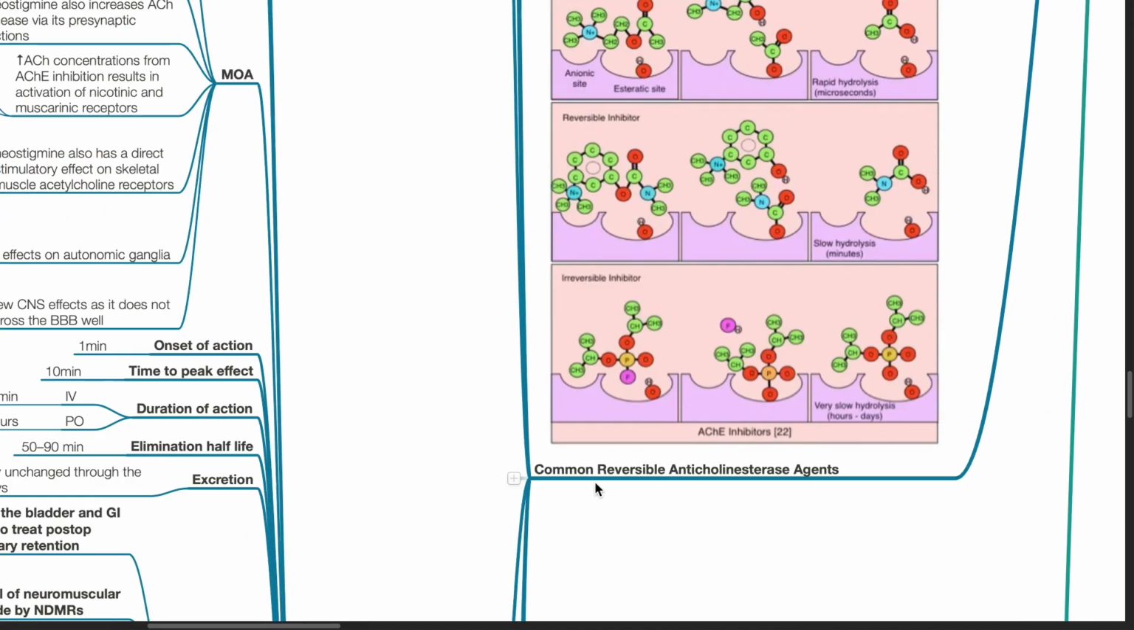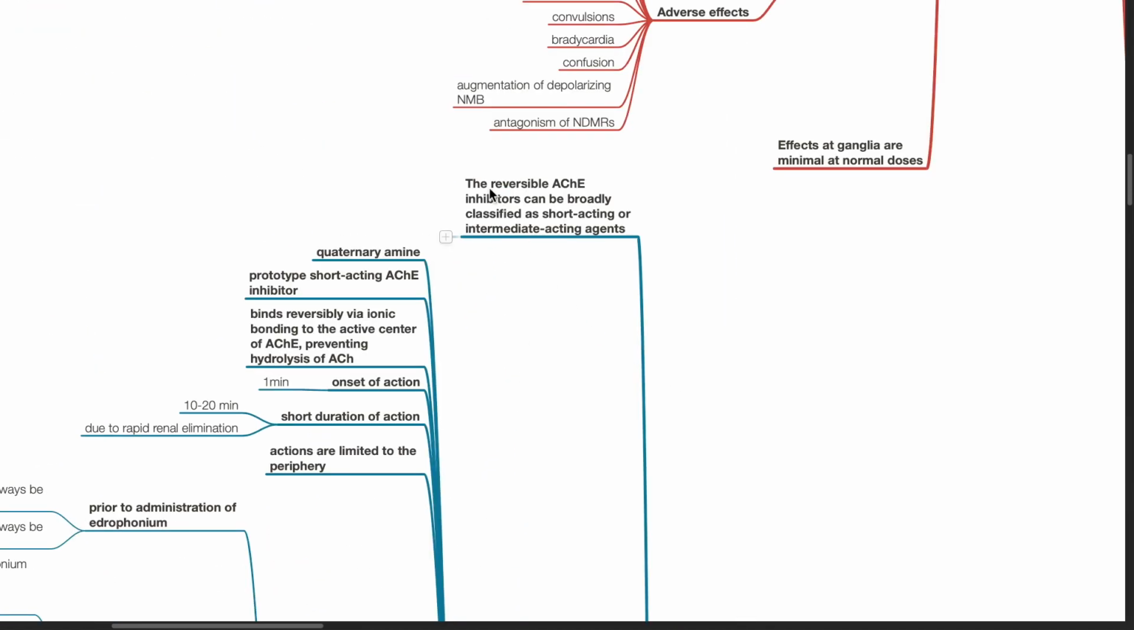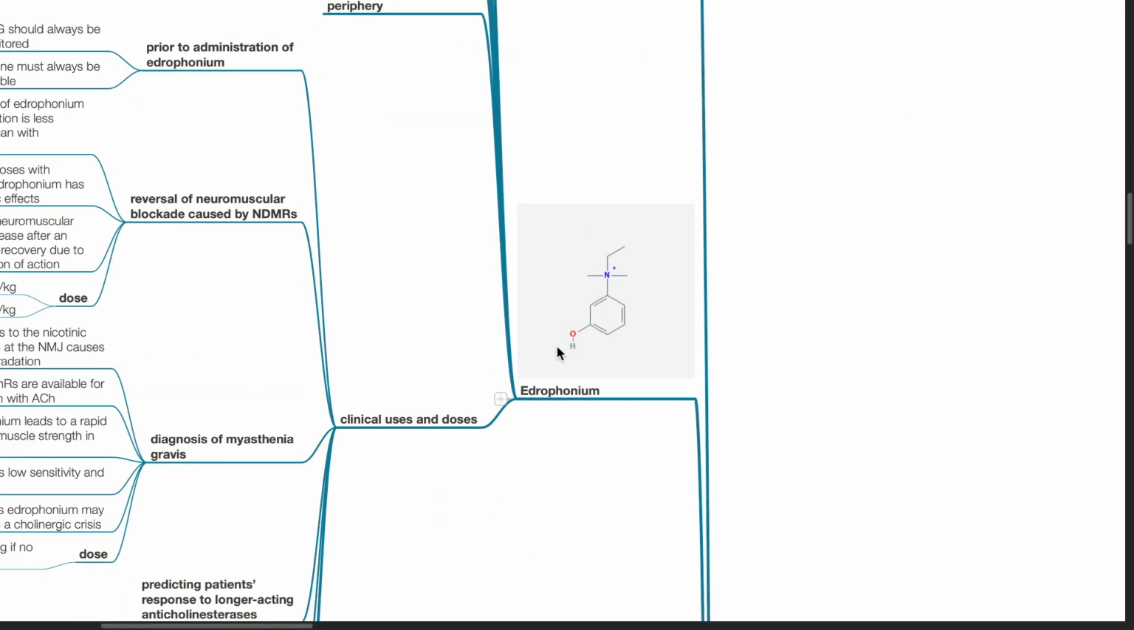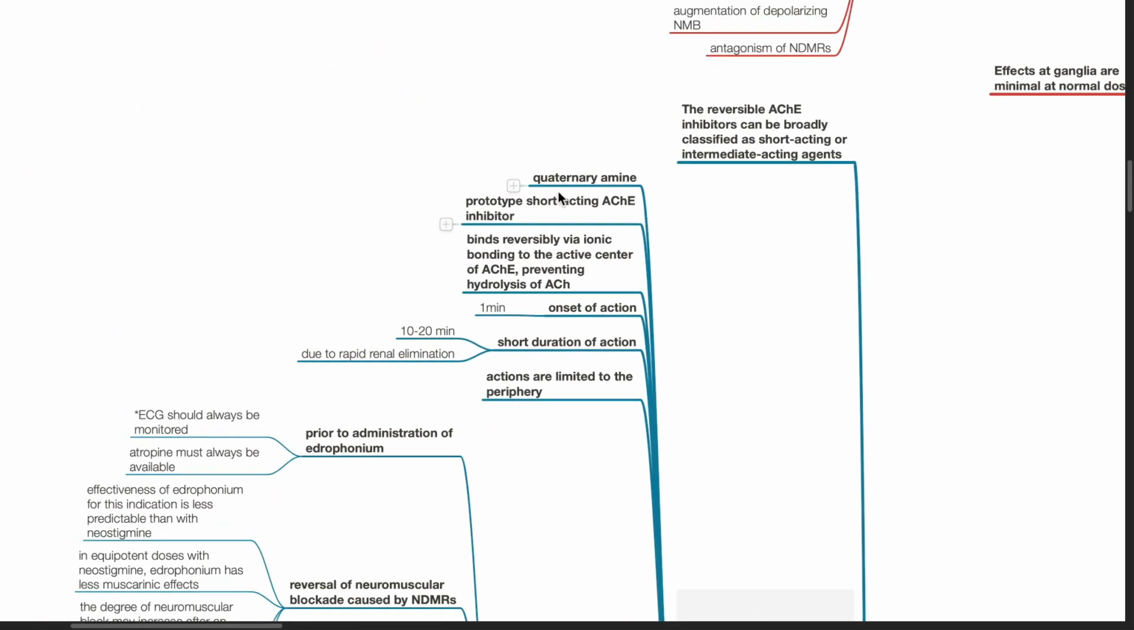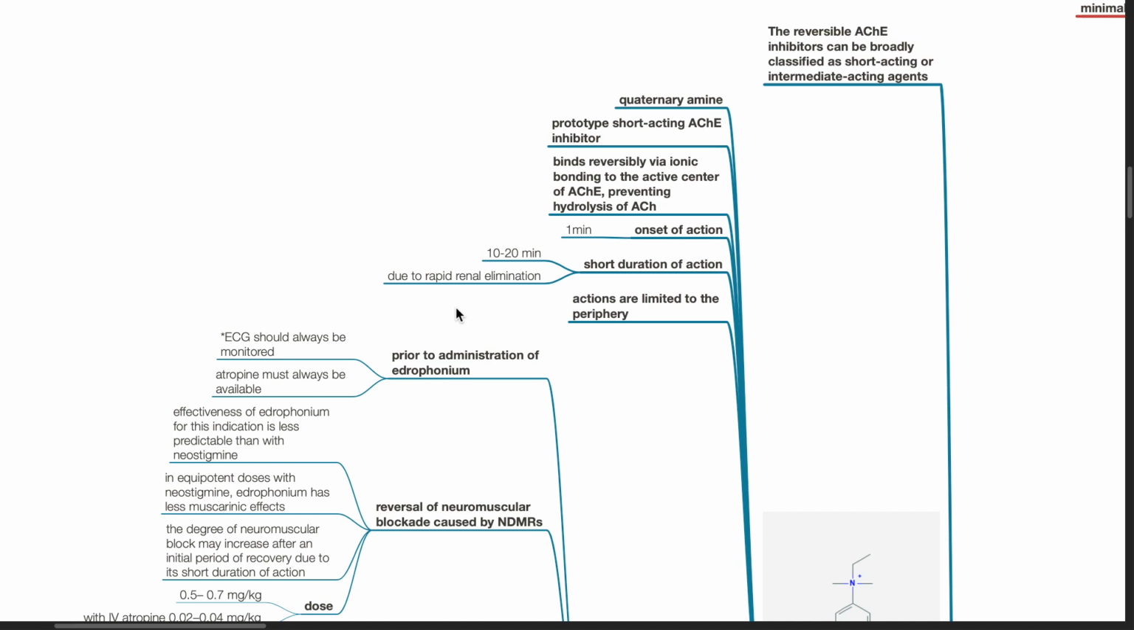Common reversible anticholinesterase agents. The reversible acetylcholinesterase inhibitors can be broadly classified as short-acting or intermediate-acting agents. Edrophonium. It is a quaternary amine prototype short-acting acetylcholinesterase inhibitor. It binds reversibly via ionic bonding to the active center of acetylcholinesterase, preventing hydrolysis of acetylcholine. Onset of action is 1 minute. It has a short duration of action of 10 to 20 minutes due to rapid renal elimination. Actions are limited to the periphery.